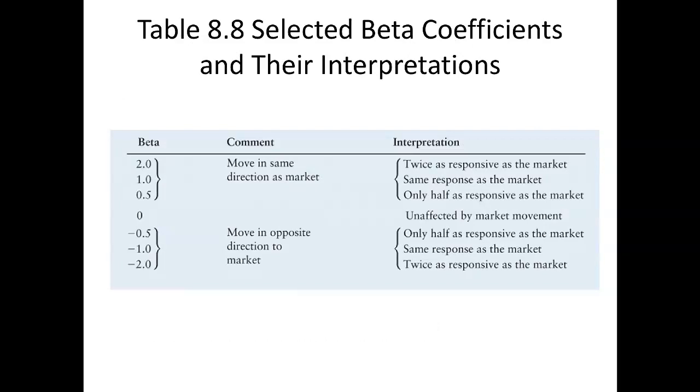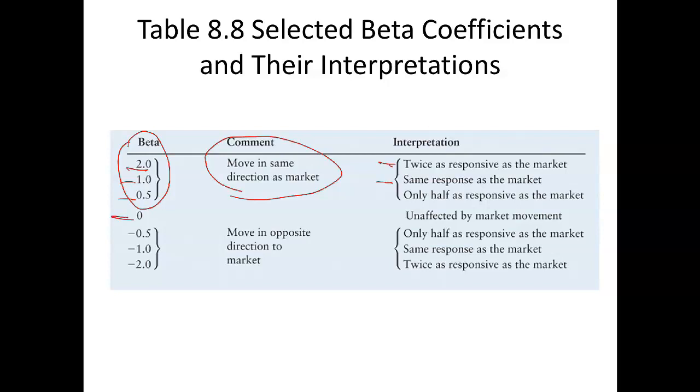So, if we have a beta greater than 1, we say that usually there's a tendency for that stock's returns to move in the same direction as the market return. And if we had a beta of 2, we would say this stock is twice as sensitive to the market as the average stock. If we had a beta of 1, we would say this stock is about as sensitive to the market as the average stock. And if we had a beta of 0.5, we would say this stock is only half as sensitive to the market return as the average stock.